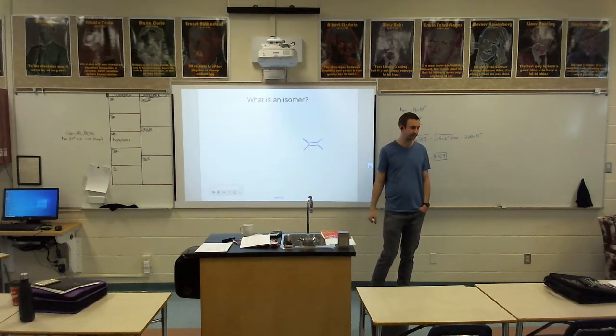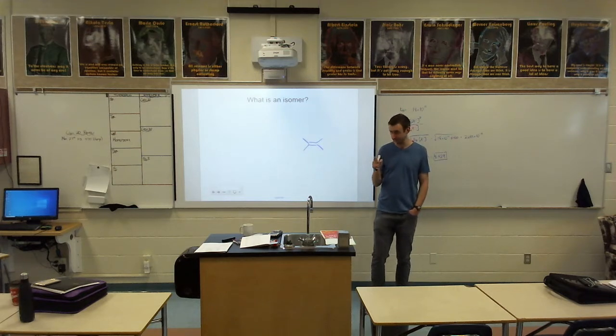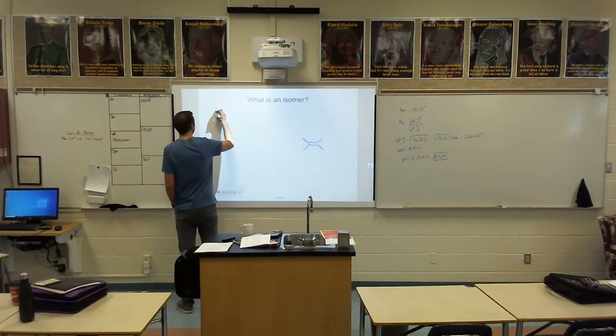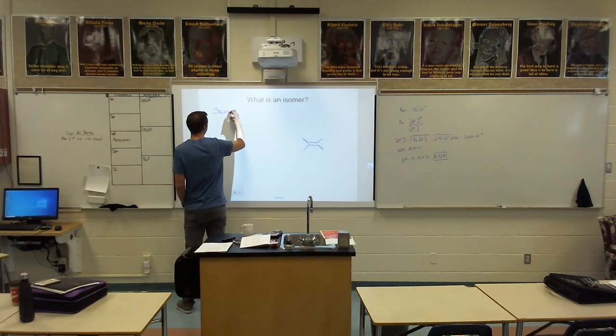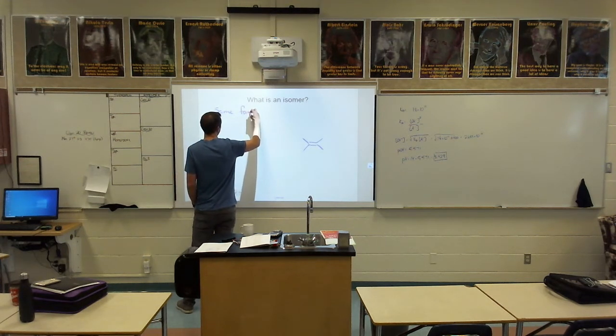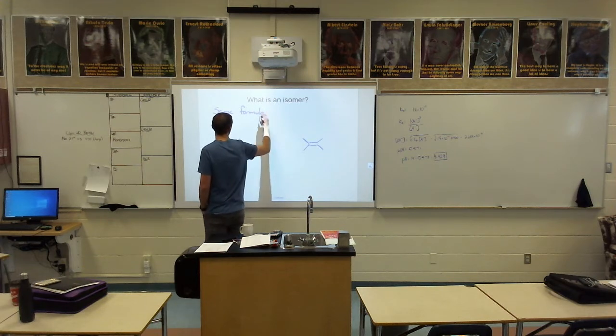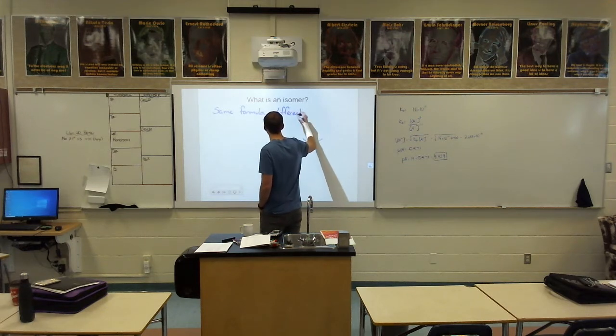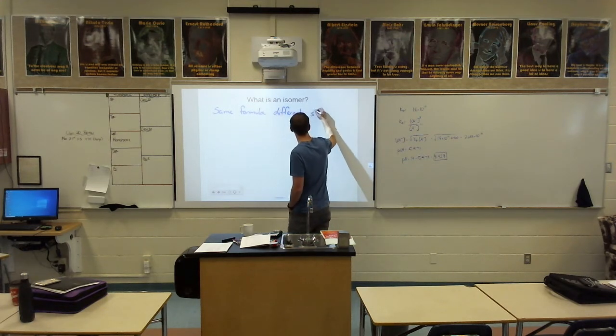What is an isomer? Nice. Same formula, different structure. So same formula, in other words, same atoms. Different structure, which means different properties. It's a different thing.